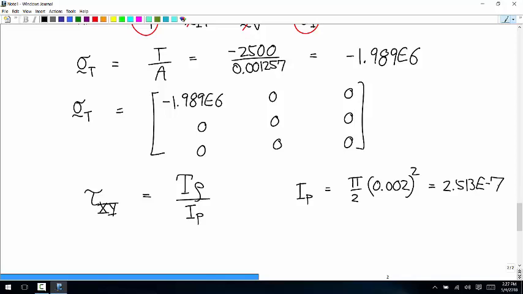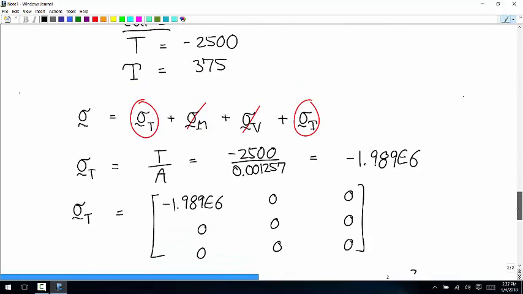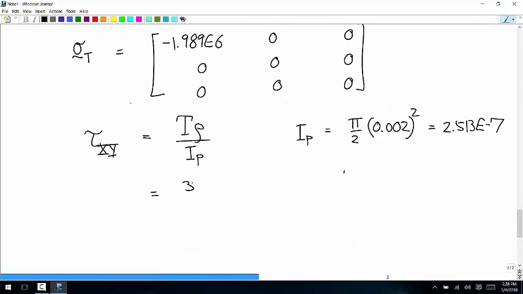And the point we want is all the way at the outer edge. Rho is 0.002. And the torque is 375. So positive 375 times 0.002 divided by 2.513 times 10 to the minus 7th.